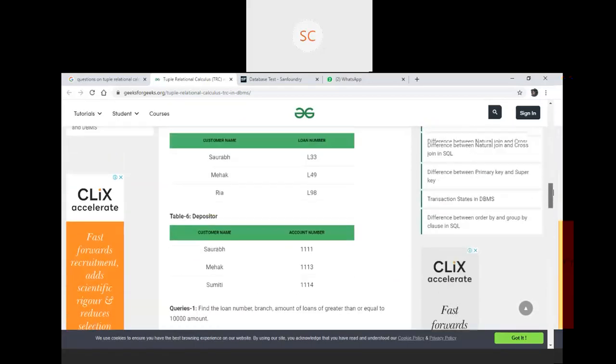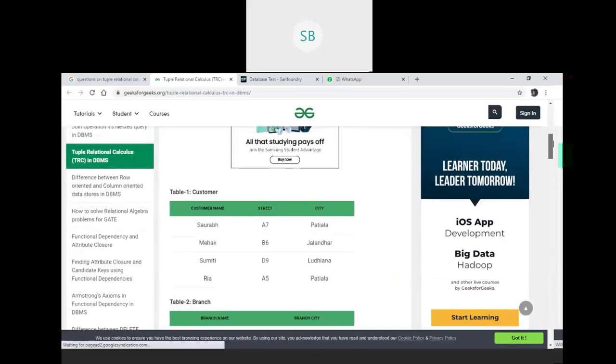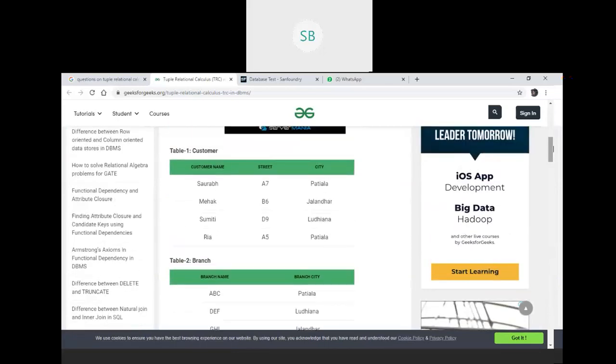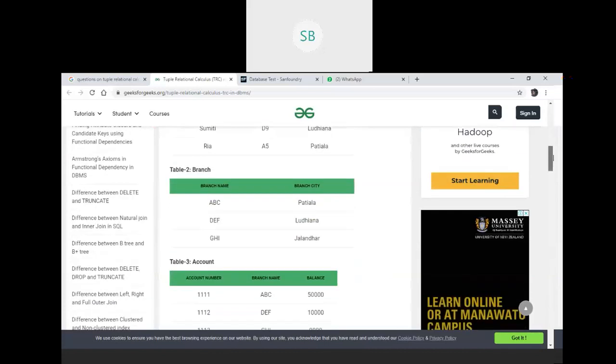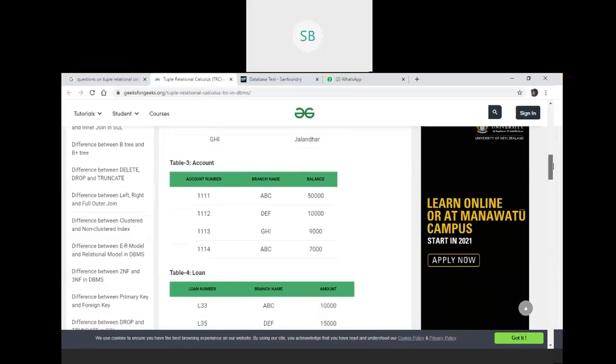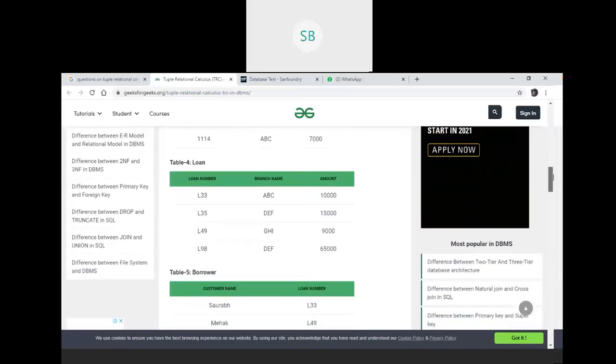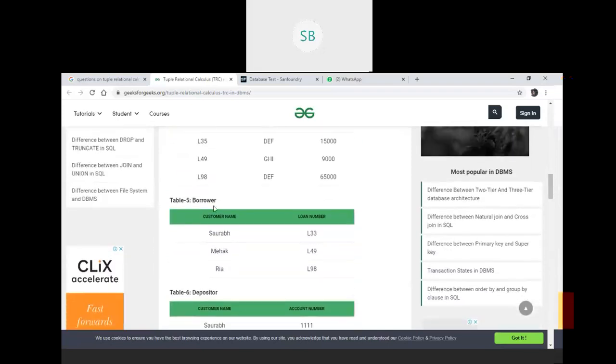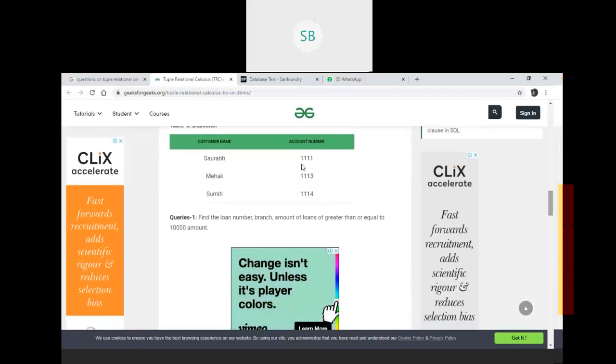Okay. So here you can see there are 6 tables. This is a normal question for tuple relational calculus. We have a customer table with customer name, street, city. We have a branch table with branch name and branch city. Account has account number, branch name, balance, and the loan table has loan number, branch name, amount. We also have the borrower table with customer name and loan number, and depositor with customer name and account number.